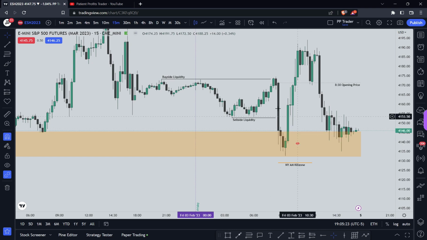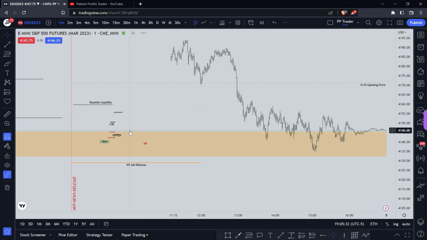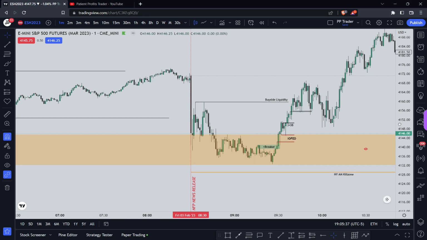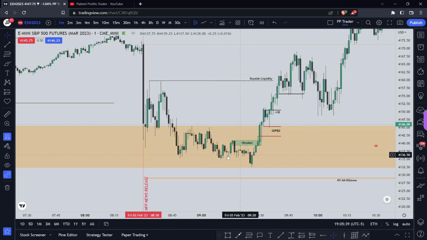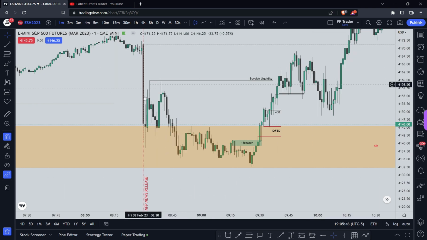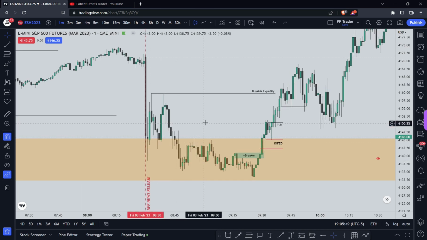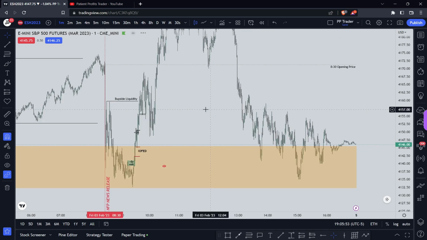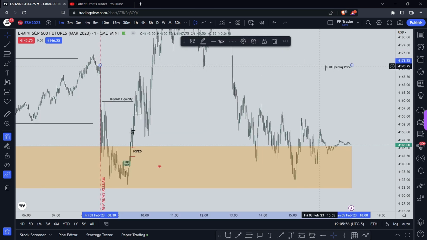All right. So once this narrative was painted on the 15 minutes, I jumped all the way down to the 1 minute chart. Now, on the 1 minute, let me just get rid of this now. We have the 8:30 NFP release in red. Okay, let me just bring this.